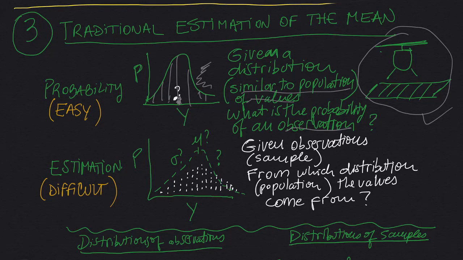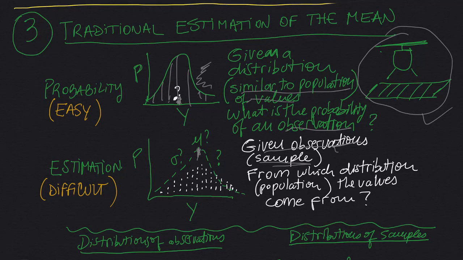Given observations, which are samples that we collect, represented here by the white dots, we make an estimation of the distribution or population of values that this sample comes from. And we want to know mainly one of the parameters of that distribution. We typically assume that the distribution is normal in this case, but that's not necessarily the case. And we want to know what's the mean of that distribution.